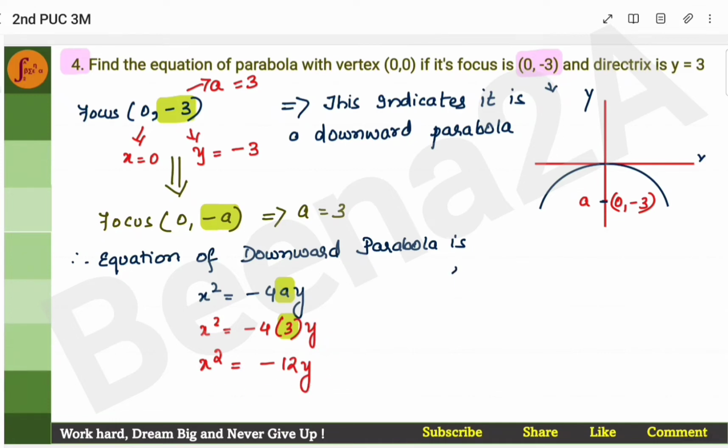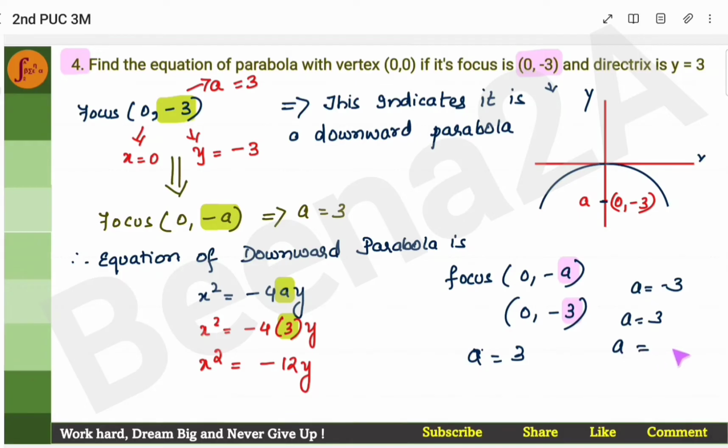Remember one thing, the focus is 0, minus a. That is 0, minus 3. So what is the value of a? A is equal to 3. Remember, don't write a as minus 3. We are prone to these mistakes normally. A is 3. Don't put a as minus 3. So when you are substituting, you have to put a as 3, not minus 3.